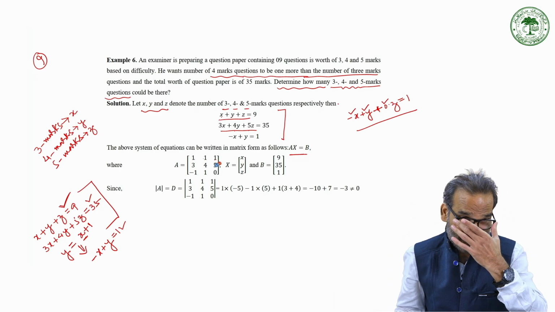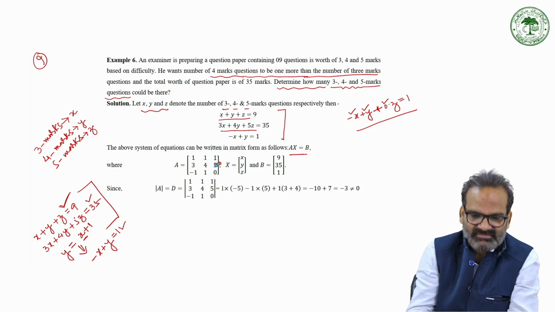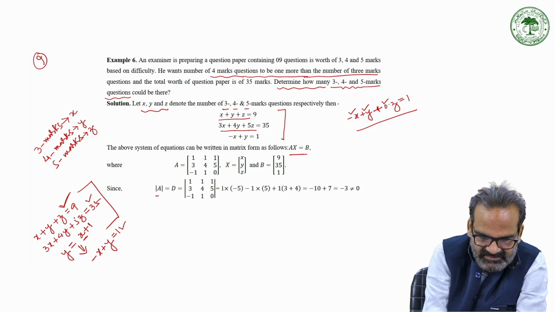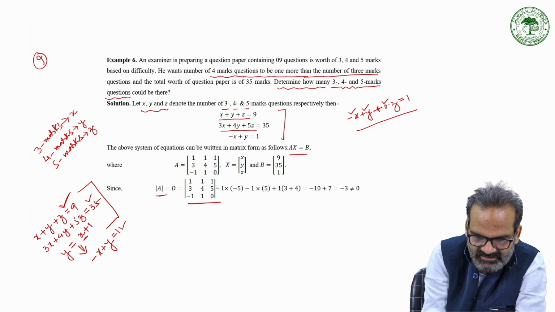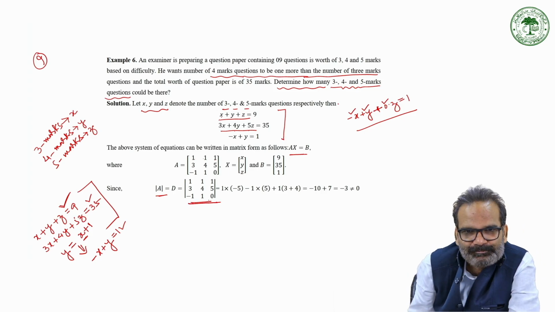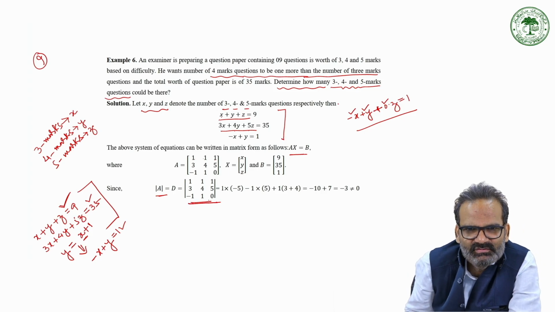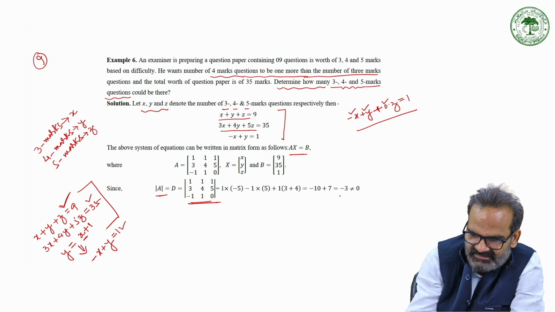Now start your process. The first step is what? Find out the determinant of this matrix, so its value is coming out to be this. Simplify this, you will get its value as minus 3, right?